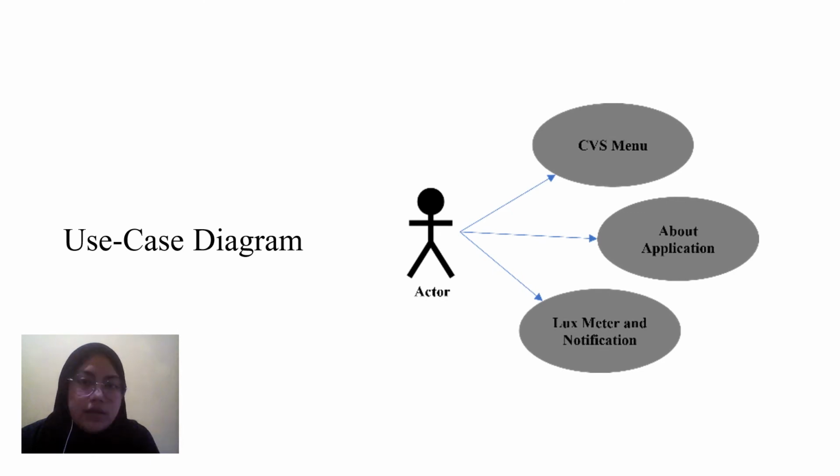And this is a use case diagram, which is a representation of the interaction that occurs between a system and its environment. There is only one actor, the user himself, and he can enter and use the CVS menu, about the application, lux meter, and notification.